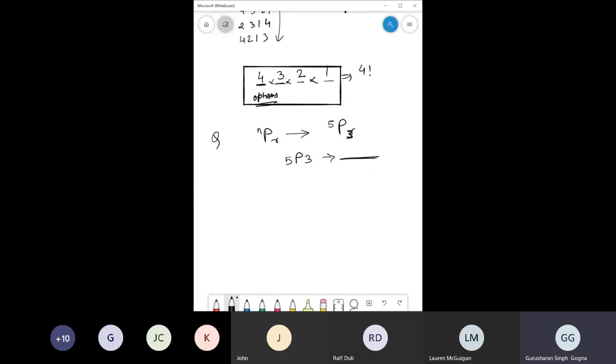So the confusion starts about when to use this formula and when to use this factorial. Anybody has any idea how you will decide whether you need to use the factorial or this nPr formula in the question? How will you decide? Anybody has any clue? Because that's the point where students struggle after reading the question.